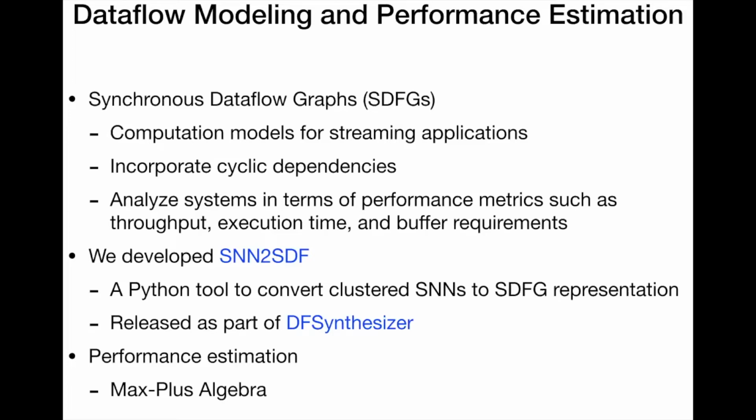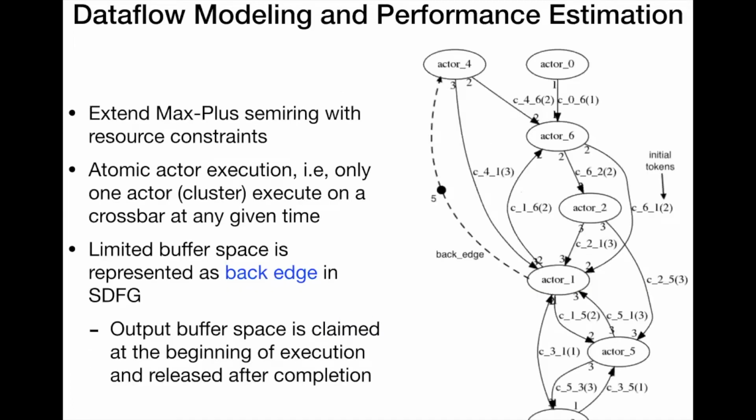for this purpose. So SDF graphs can be used to analyze a system in terms of key performance metrics such as throughput, execution time, and buffer requirements. So what we did is we developed a tool called SNN to SDF, which is Python based, which converts a clustered SNN into the SDFG representation. And then we apply max plus algebra to analyze the performance. Now, this performance analysis is considering unlimited resources. So next, we discuss how these formulations can be extended to consider resource constraints.